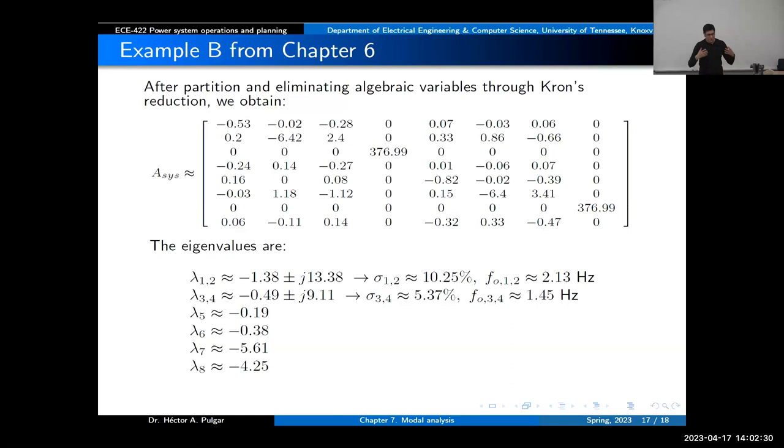This one has a frequency of 1.45, and the other mode has a better damping ratio, more than 10%. We said over 10%, we're fine, we're good. That's a good eigenvalue and type of oscillatory behavior. The frequency, though, is much higher.